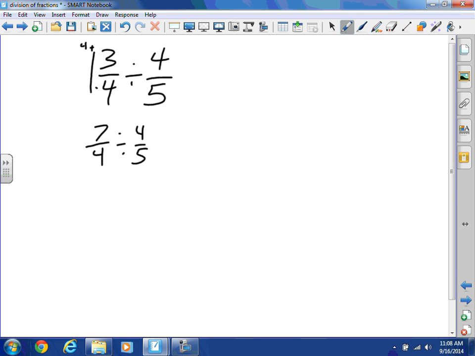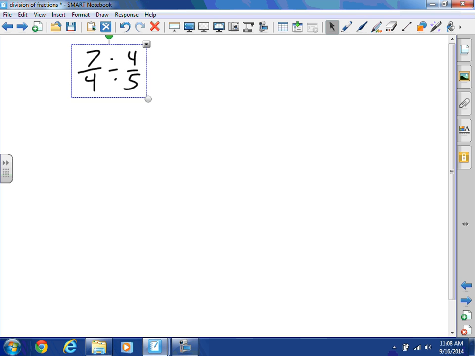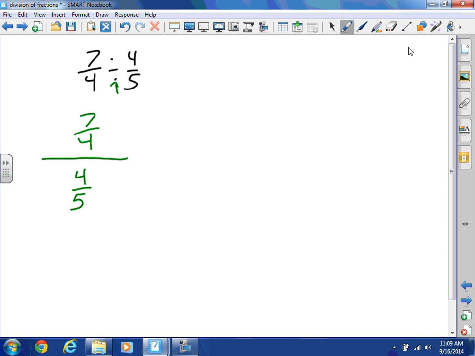So I have a new problem. 7 fourths divided by 4 fifths. Write it down. Now that's the same as my original problem. 7 fourths divided by 4 fifths. Now, I can rewrite a division problem and turn it into a fraction, right? So let's take my 7 fourths, and I'm going to divide it by 4 fifths. Okay? Okay, so what don't you get, Zoe?